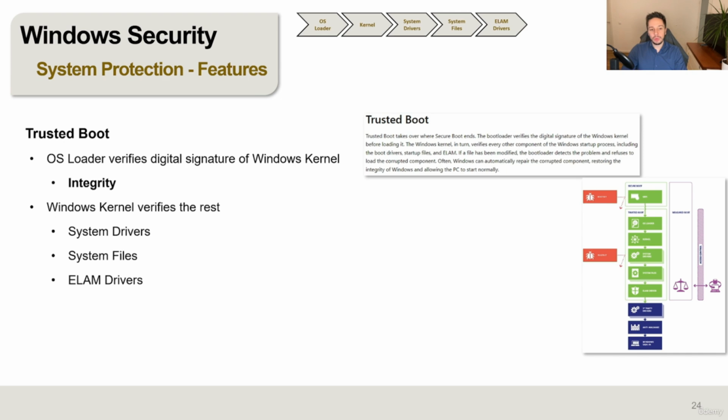Then, after the operating system loader verifies the digital signature of the Windows kernel, the Windows kernel verifies the rest. So the Windows kernel verifies signatures of system drivers, system files, and early launch anti-malware drivers. As you can see in the pictures, there is not much to actually search for on the Microsoft websites. So this technology is a little bit foggy from my perspective, because it's really hard to find anything about it, especially about enforcing it. What you can see on the screen is actually all that you can find on the Microsoft website.